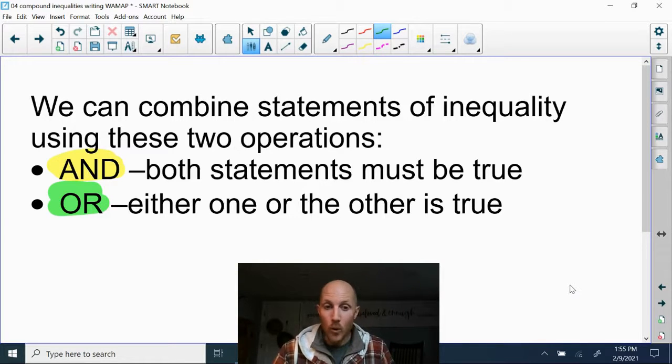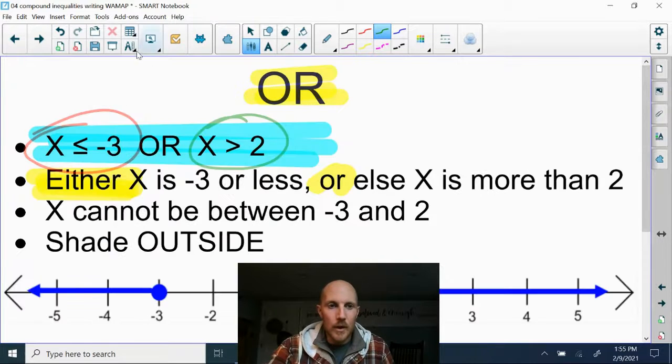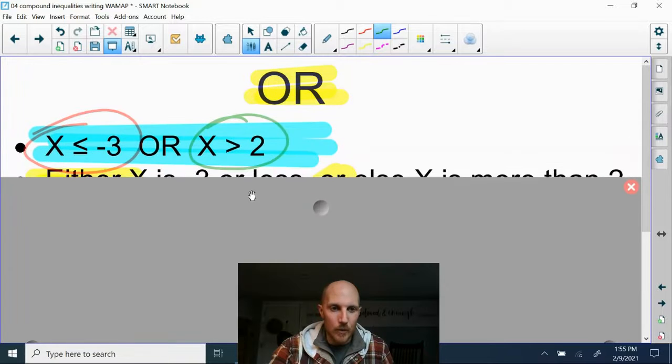The green one, or, means either one or the other is true. So that's like the discounted movie tickets. Either you're less than 12 or else you're older than 60. You can't do both. That's not physically possible. So here's what it looks like. Let's just look at one part at a time.